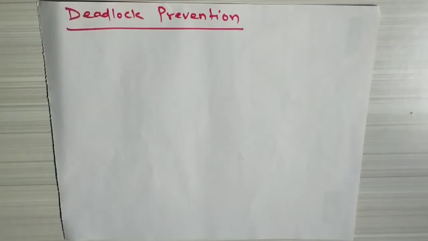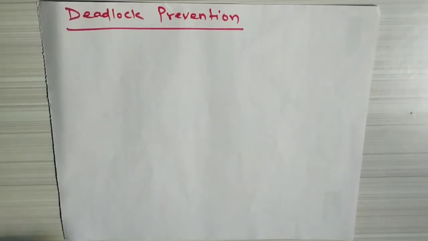Okay, so today we are going to learn about deadlock prevention. In the last video, we learned about the necessary and sufficient conditions for deadlock to occur. We learned those four conditions: mutual exclusion, hold and wait, no preemption, and circular wait. Those four conditions were responsible for the deadlock.